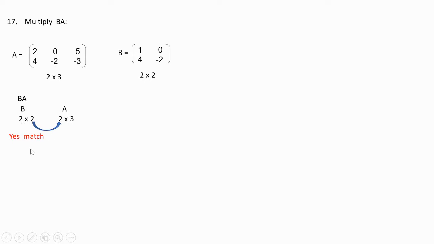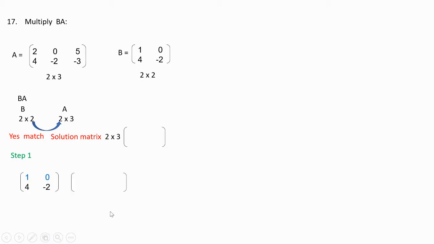It's a match, and the answer will be a 2 by 3. These are the same, they're the inner numbers. Then you can do the multiplication, and the answer will be the outer numbers, a 2 by 3 matrix. Okay, now step 1.